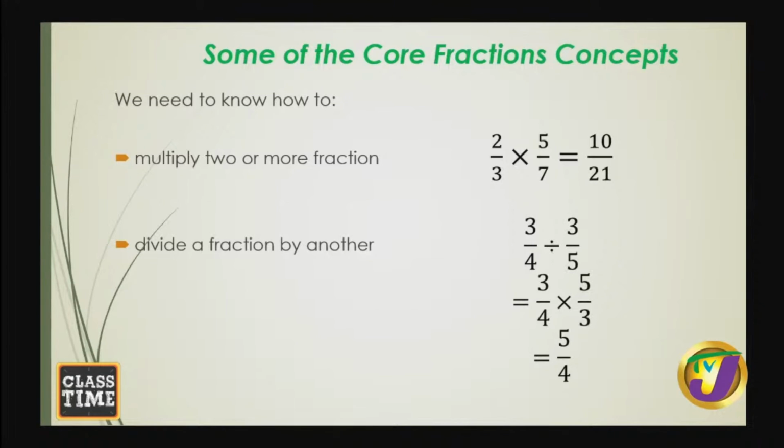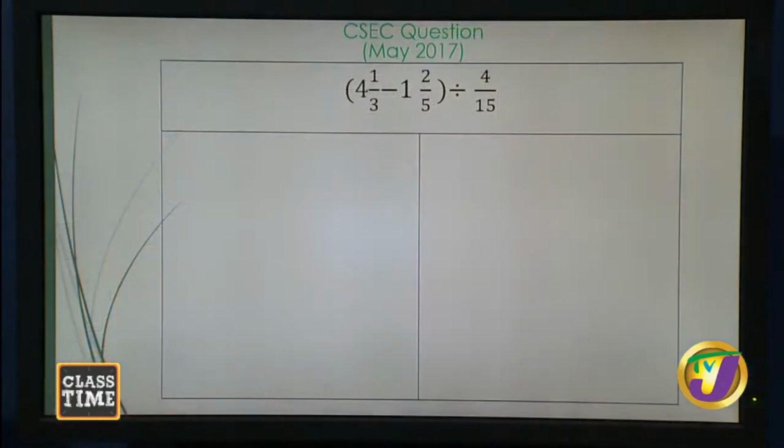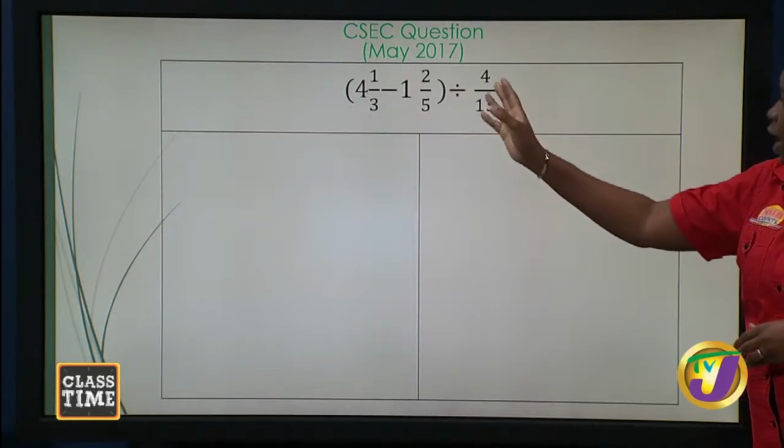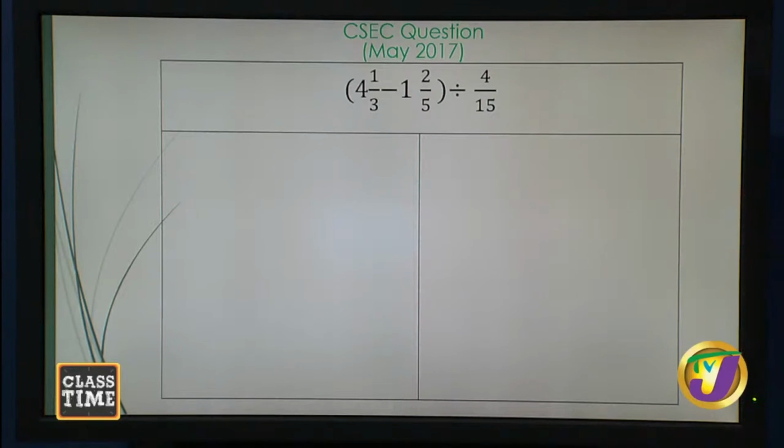Let's look at one of the more complex CSEC questions. Nikisha, let us look at this question. We have subtraction of two mixed numbers, division, and parentheses. So we're linking back the order of operations that we spoke about earlier and integrating that into the fraction concept. Nikisha, where would we start first?